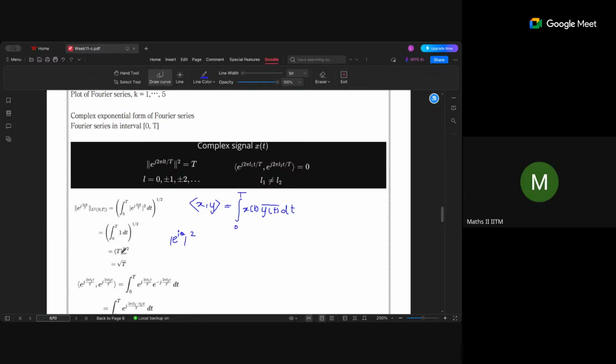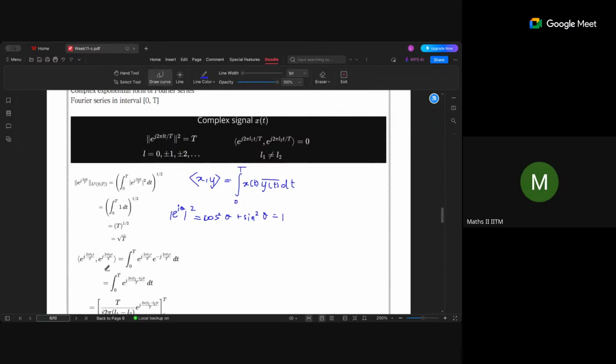When you apply the limits, it's T and then power 1 by 2, so it's the square root of T. So the norm is square root of T, and the norm square is T. Okay, and this is true for any integer l. Okay, this is true for any integer l. And this is because it is cos square theta plus sin square theta, right? Okay, and what happens to the inner product?